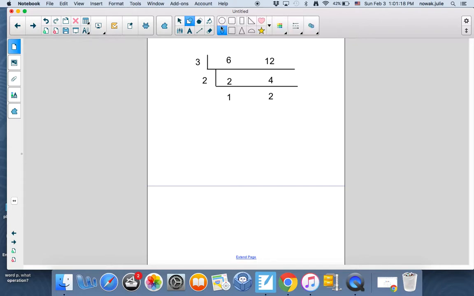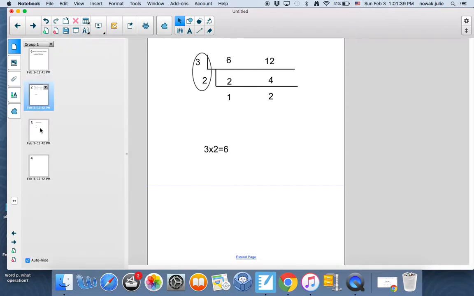In order to find the greatest common factor, I need to multiply these two numbers on the side. So 3 times 2 equals 6, making 6 the greatest common factor.